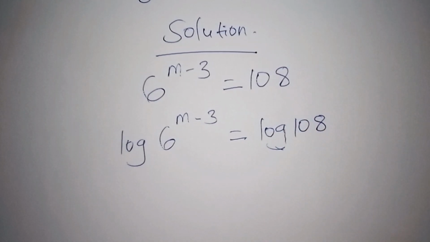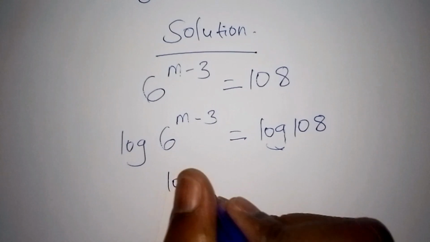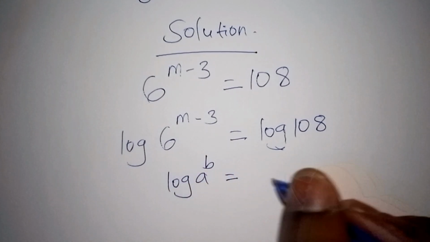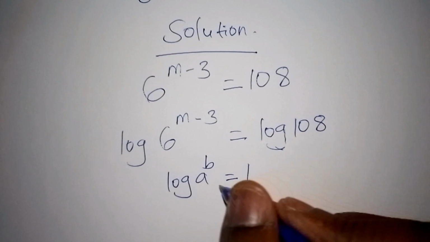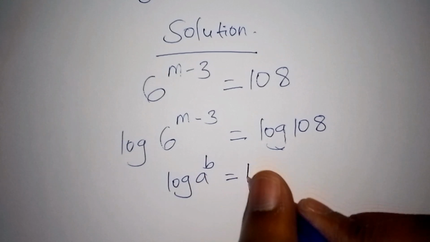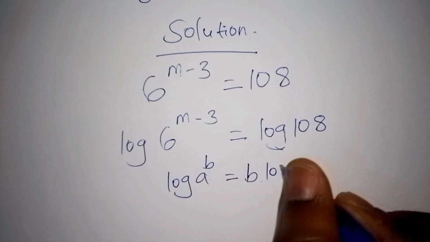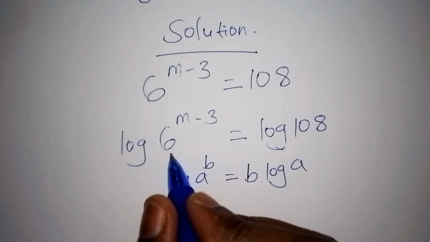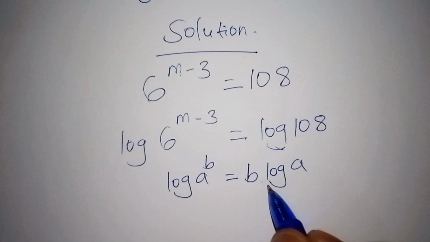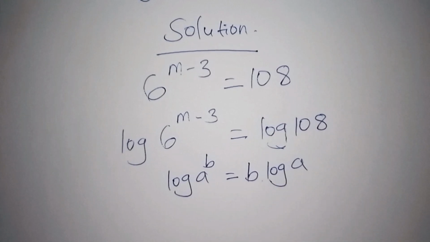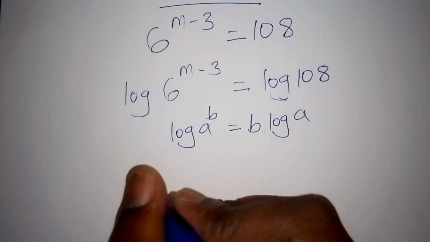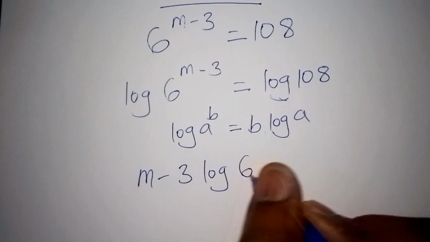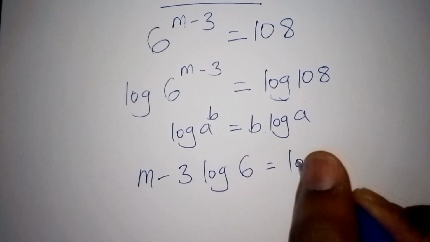Assume we have the log of a to the power of b. This can also be written as b log a. So we can change the log of 6 to the power of m minus 3 into the form of b log a. In that case we shall now have m minus 3 log 6 is equal to the log of 108.